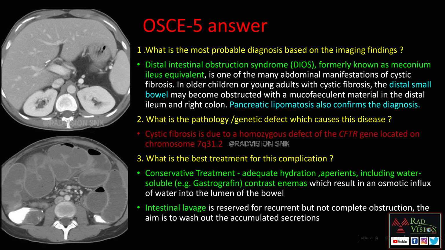And what is the pathology or genetic defect which causes this disease? Cystic fibrosis, due to a homozygous defect of the CFTR gene located on chromosome 7q31.2. What is the best treatment for this complication? It is nothing but conservative treatment, that is adequate hydration, aperients including water soluble or Gastrografin contrast enemas can be tried. Intestinal lavage can be tried in recurrent cases. So the main mode of treatment is to pass off the mucofeculent material and relieve the obstruction.